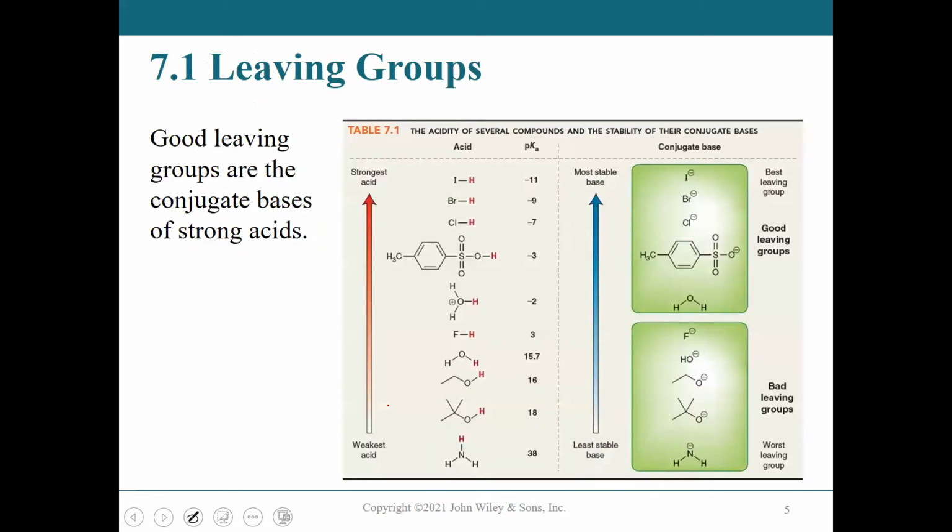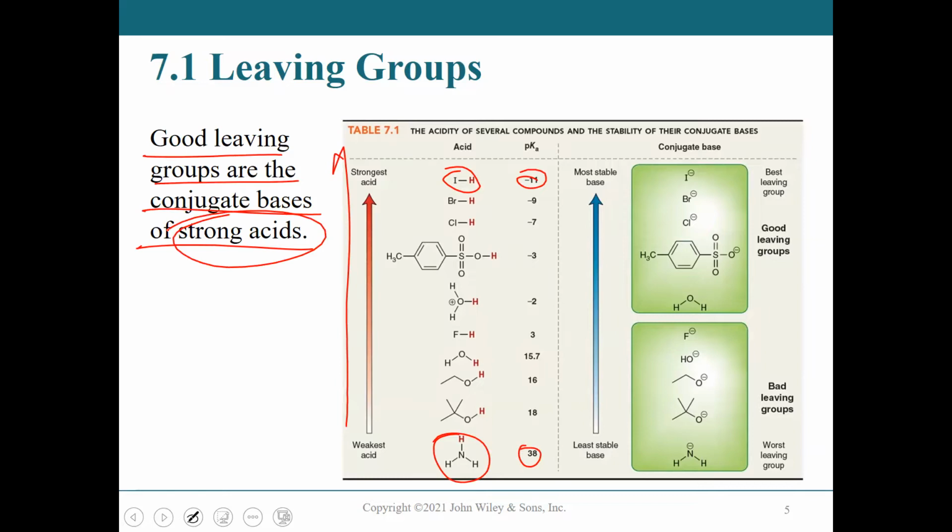So now, leaving groups, right? What makes it a good leaving group? The leaving group is really associated with the acidity of a compound. That's why we studied acids and bases before this chapter 7. As we can see here, the acidity increases as you go from the bottom to the top. Ammonia is very basic, pKa of 38, and then hydroiodic acid has a pKa of -11, it's very acidic. So the best leaving groups are the conjugate bases of strong acids. That means that they like to exist by themselves.